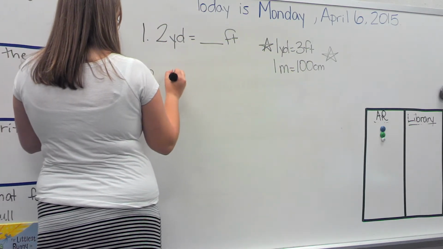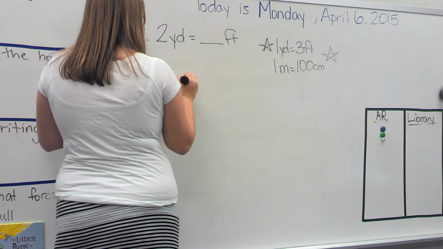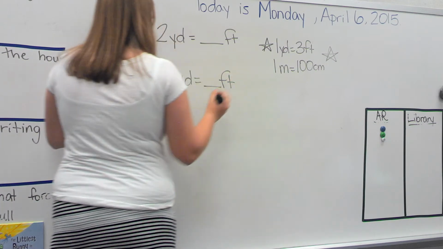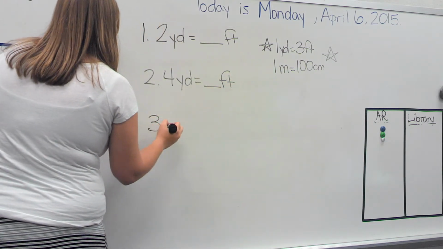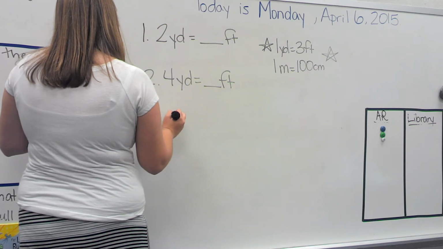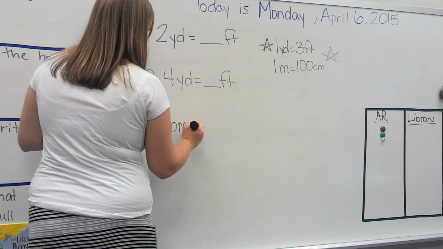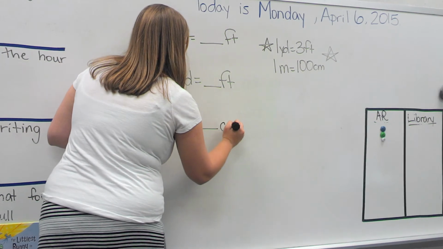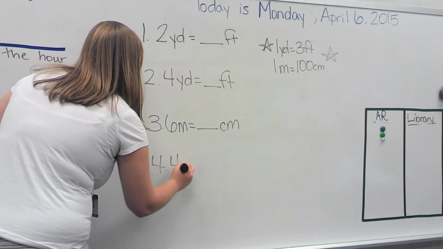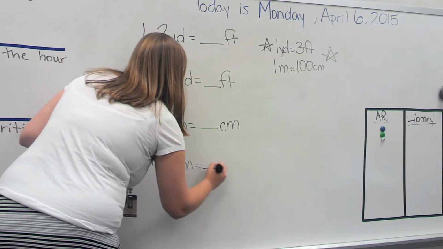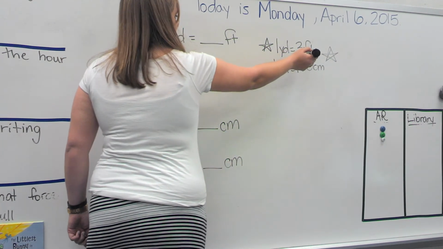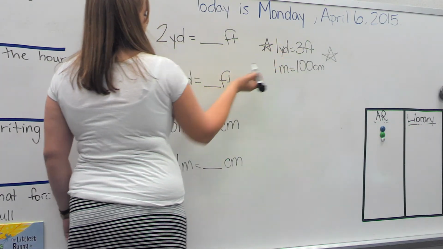Let's do another yard. Number 2, 4 yards is equal to blank feet. And then 3 and 4 will do meters to centimeters. Number 3, 6 meters is equal to blank centimeters. And number 4, let's do 4 meters is equal to blank centimeters. Remember, 3 feet in 1 yard, 100 centimeters in 1 meter.